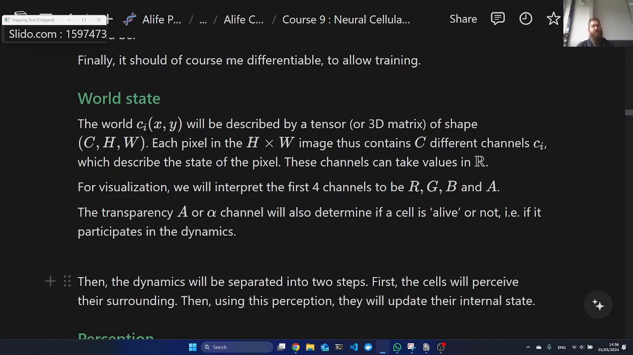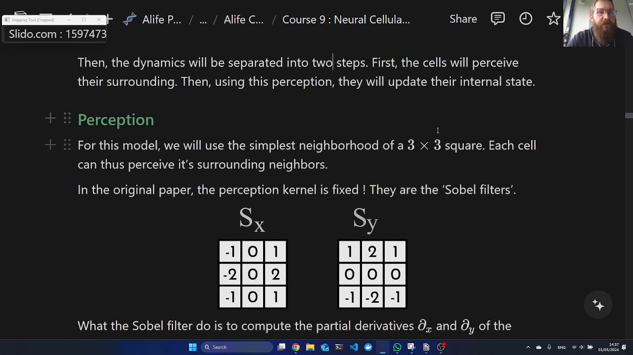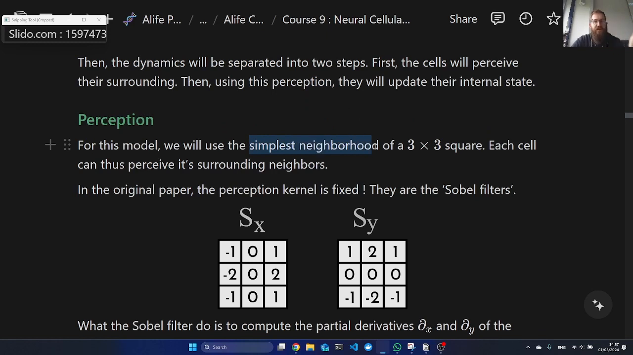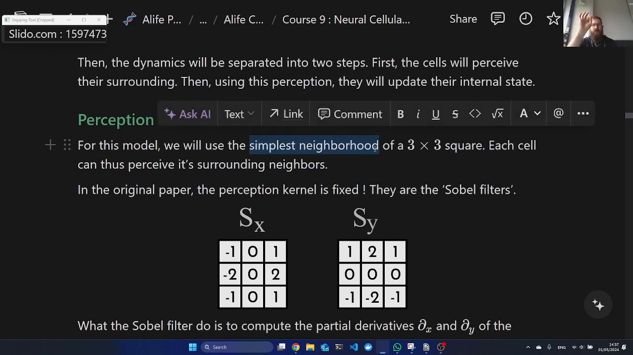In that way, it's very similar to what was happening in the LGCA, if you remember. In the LGCA, first you had the movement step where you move each of the gas particles, and then you had the interaction step where you do the collisions, and the interaction step does not depend on the neighbors. So here it will be exactly similar to that. Let's talk about the first step, the perception step. In this model, you can change it, but we'll use the simplest neighborhood of a 3x3 square. So each pixel has access to only the Moore neighborhood around it.